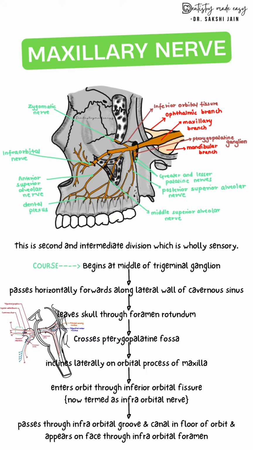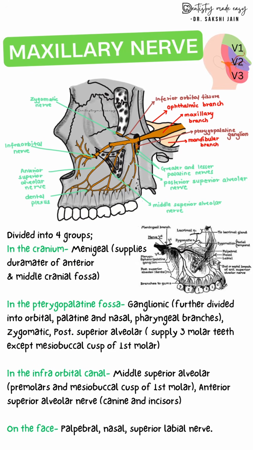It begins at the middle of the trigeminal ganglion. It passes through the cavernous sinus and leaves the skull through the foramen rotundum. After that, it crosses the pterygopalatine fossa, which will give branches to the sphenopalatine ganglion, and it also gives a branch known as the posterior superior alveolar nerve and the zygomatic branches. It then enters the orbit through the inferior orbital fissure and becomes the infraorbital nerve, and later it is divided into various terminal branches.